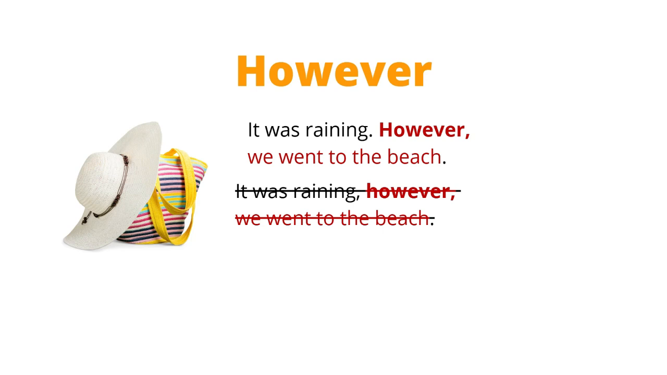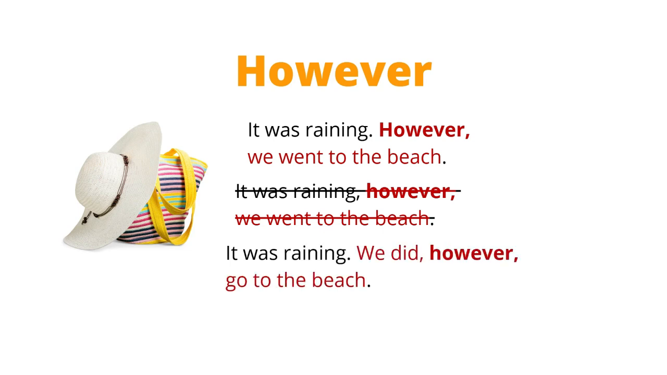So usually you'll see however at the beginning of the second sentence. When you get to higher levels of English, you might see this happen. It was raining. We did, however, go to the beach. It's a little more sophisticated, a little more complex, but some people move the however further into the sentence. But if you're beginning, if you find this kind of thing confusing, leave however at the beginning of the sentence with a comma. But remember, it links the two ideas, but it doesn't link two sentences into one.